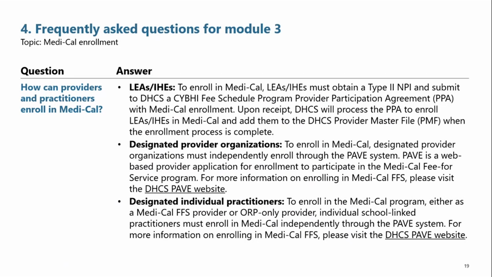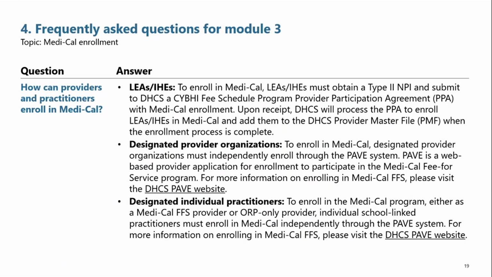Once approved, DHCS will enroll the LEA or IHE in Medi-Cal and add them to the Provider Master File, PMF. Designated provider organizations, examples being clinics and hospitals, must independently enroll in Medi-Cal Fee-for-Service, FFS. Enrollment is completed through the DHCS PAVE system.